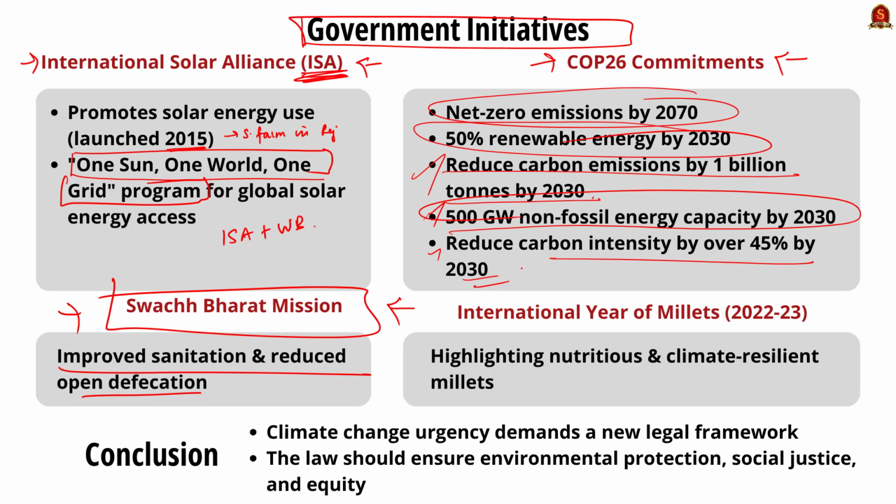The fourth step is, in 2022-23, the year was declared as the International Year of Millets by the UN. This resolution was sponsored by India and was supported by more than 70 nations. See, this brought the importance of millets to the world because they are highly nutritious and climate resilient.